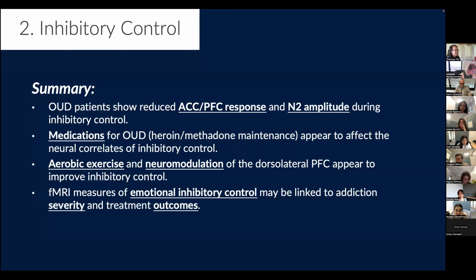To summarize, studies found that OUD patients tend to show reduced prefrontal and anterior cingulate response during inhibitory control, and medications seem to somehow modulate the underlying neural responses. Exercise and neuromodulation treatments also seem to improve inhibitory control, and the brain measures of emotional inhibitory control might be linked to addiction severity and treatment outcomes.